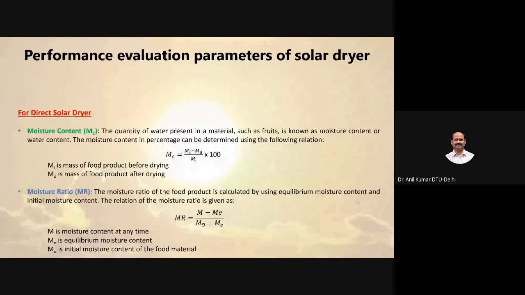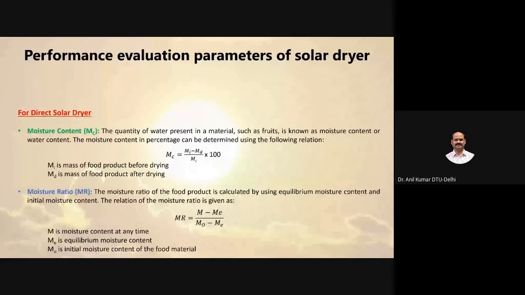So moisture content could be on a dry basis or a wet basis, depending on what we consider in the denominator. If M_i, the bone dry weight, is considered here, then this term is known as the dry basis moisture content. If the total moisture content at that instant is considered, that is the wet basis. We can take either type of moisture content, because in the moisture ratio it will be nullified. The effective value of the moisture ratio will be with the one only.